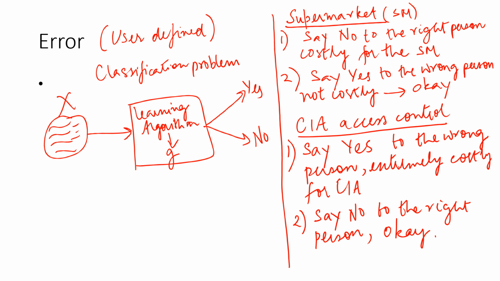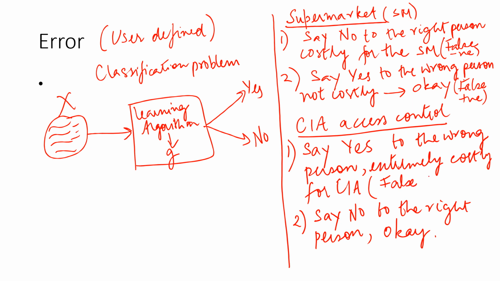Now, if you look at the supermarket situation again, when we said saying no to the right person is costly for the supermarket, this particular situation is known as the false negative, right? You said no, which was negative, and to the right person. So this is a false negative. And when we said yes to the wrong person, it wasn't obviously costly at all, but this situation is also known as a false positive. Both are errors, but it depends on the application which one is costlier than the other, right? Both are errors, of course. But here for CIA, saying yes to the wrong person is a false positive.